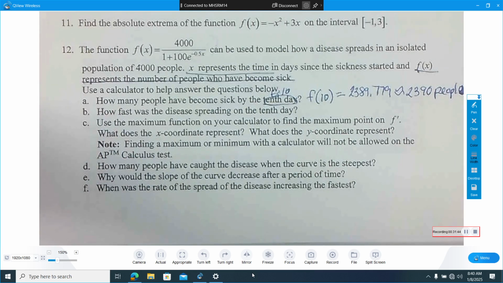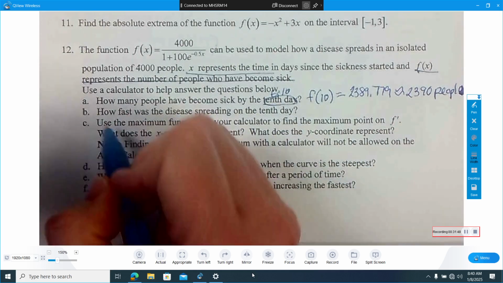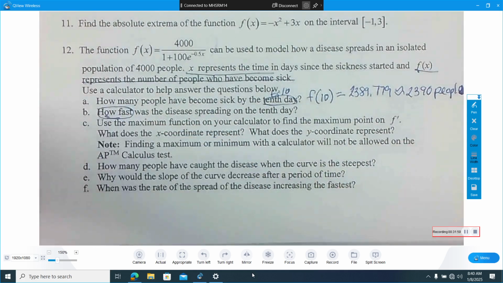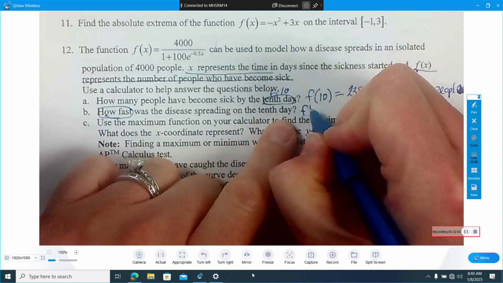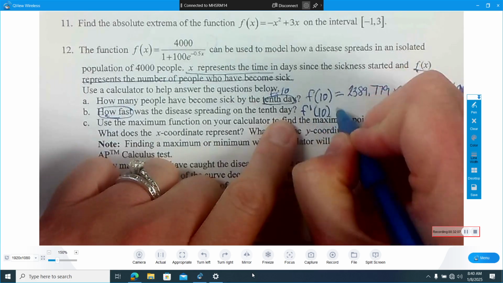How fast was the disease spreading on the 10th day? What's that asking? How fast? That is the slope. Very good. How fast was the disease spreading? That is rate of change. All right? So that's asking a derivative question. That is, what is the derivative on the 10th day?